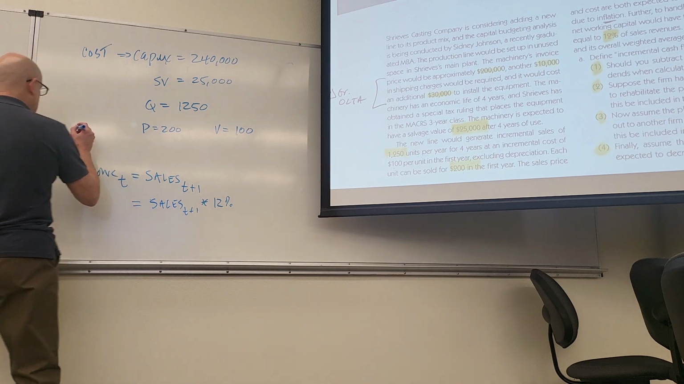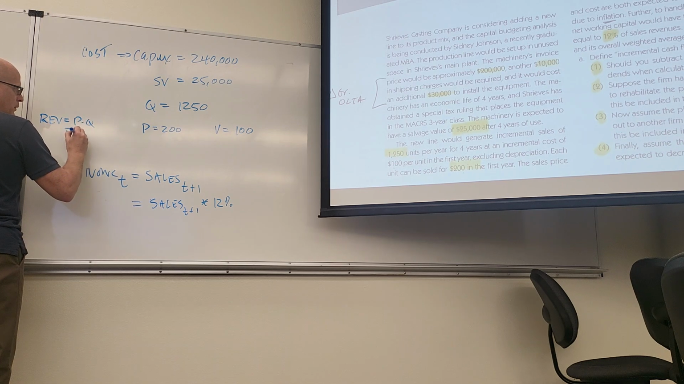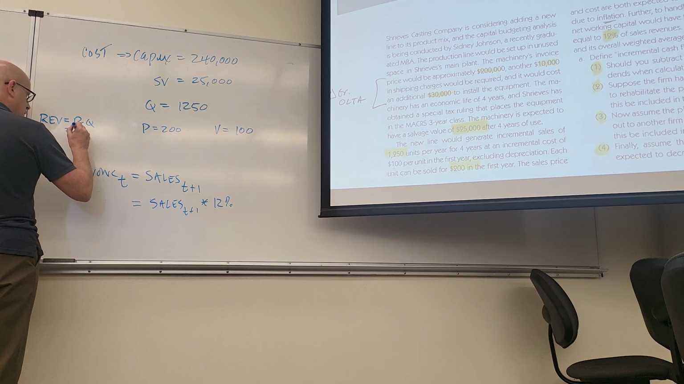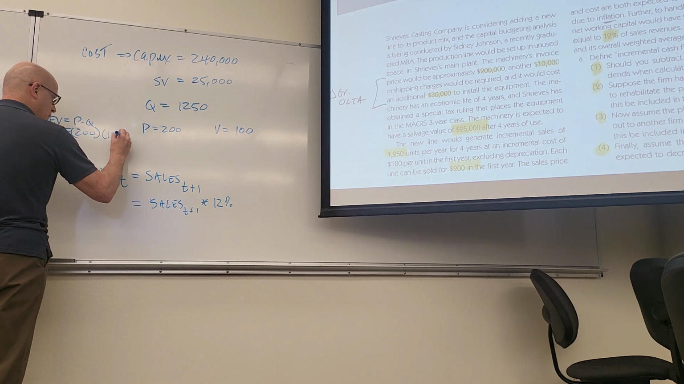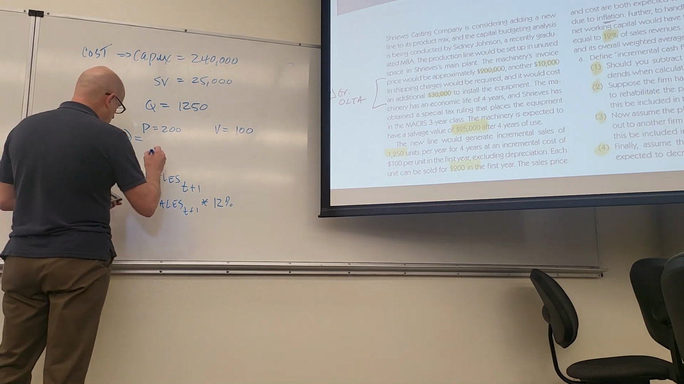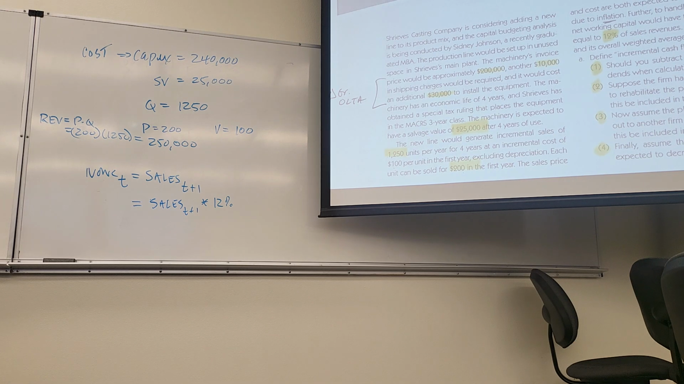So we're going to do revenue, which should be price times quantity. $200 a unit times 1,250 units. So that's $250,000 in revenue. So there's our revenue, $250,000. Remember, not at time 0, that's when we're buying our equipment, right? That starts in year 1. And we're going to have that in year 2.